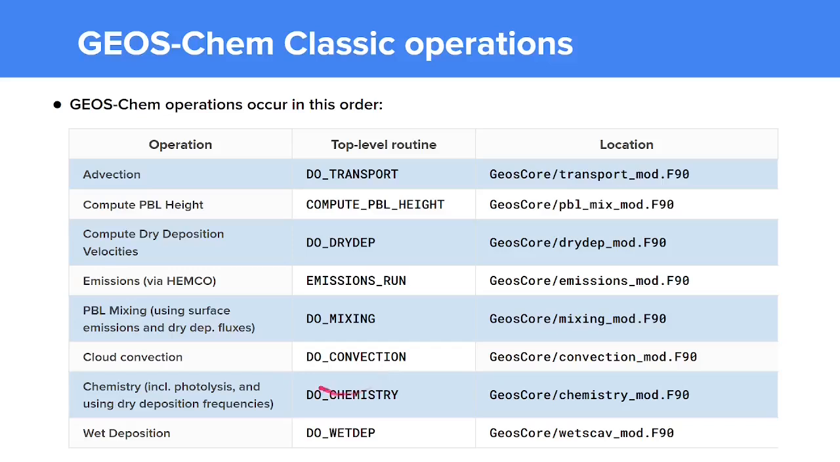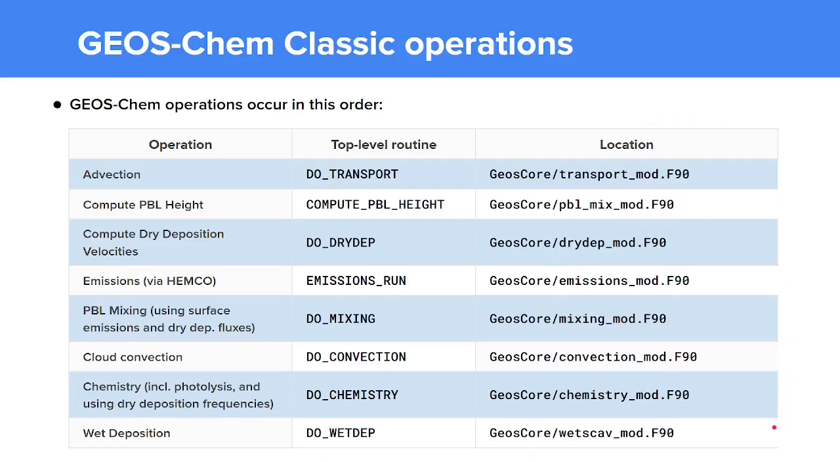GEOS-Chem Classic has all of the typical atmospheric operations that you would expect. There's advection, or moving the species around by the winds, computing PBL height and PBL mixing, computing dry deposition velocities, emissions, and then applying the emissions and dry deposition fluxes, cloud convection, chemistry, and wet deposition. And these are executed in the routines that are listed here and at these locations in the code. So if you're interested in taking a look at the source code where these things happen, this is where they happen.